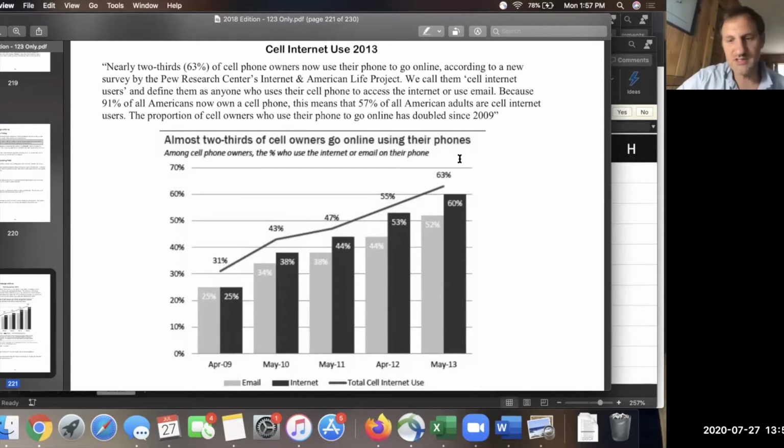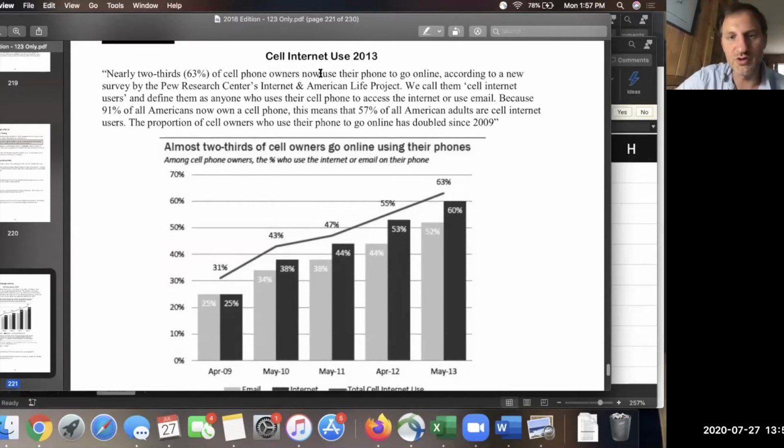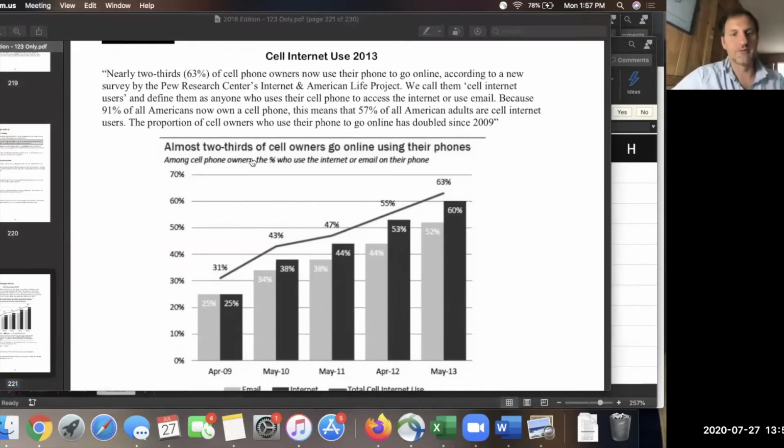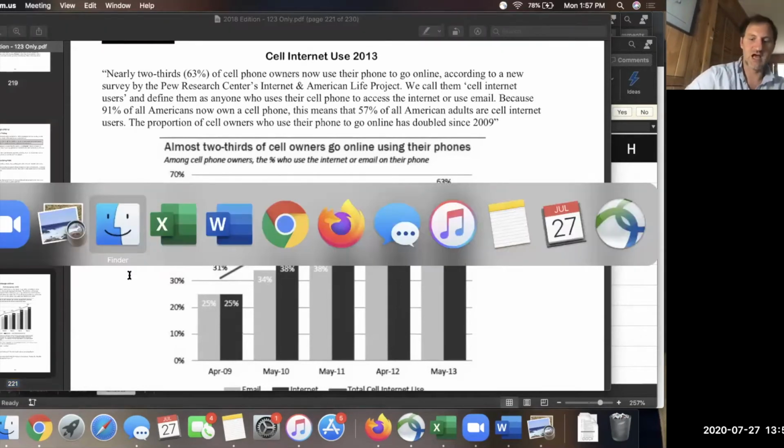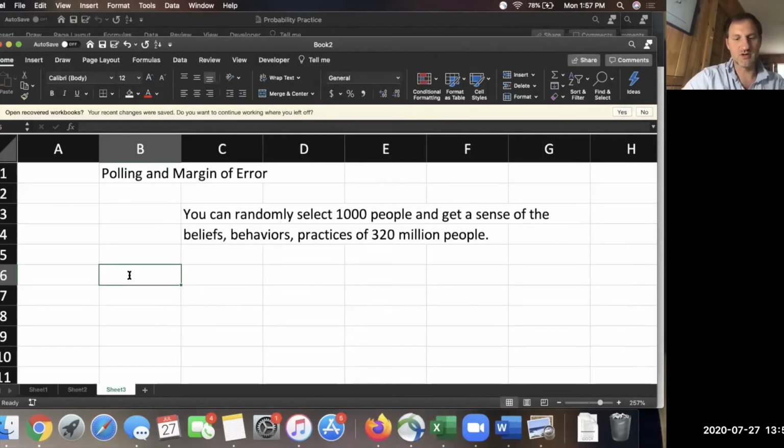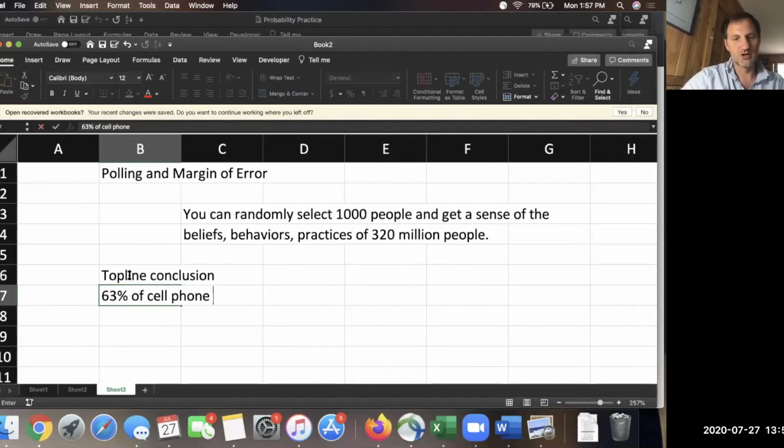Okay, so this is already pretty old, 7 years old, but you can see that in this time there had been increasing interest and use of cell phones to get on the internet. Now I imagine that it's much higher. We could look up the number if we're interested. But the top line they're giving you is 2/3 of cell phone owners now use their phone to go online. So I'm going to write that conclusion down: 63% of cell phone owners in 2013 use their phones to go online.